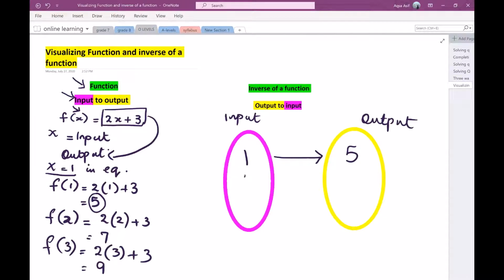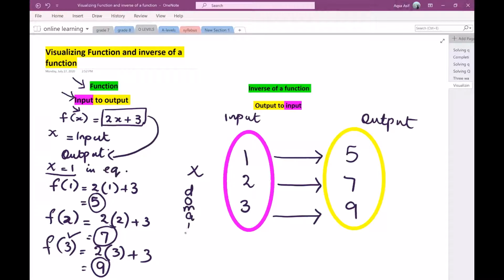For x is equal to 2, what is my output? The output is 7. Right? And for x is equal to 3, my output is 9. In other words, this is the domain and this is the range of values which I get by putting in the value of x in the function.